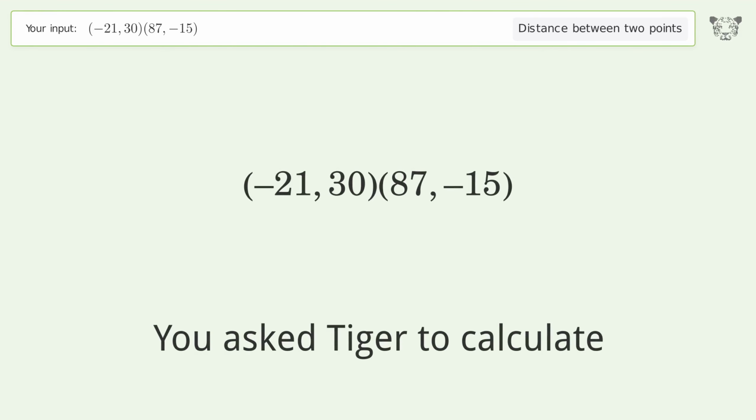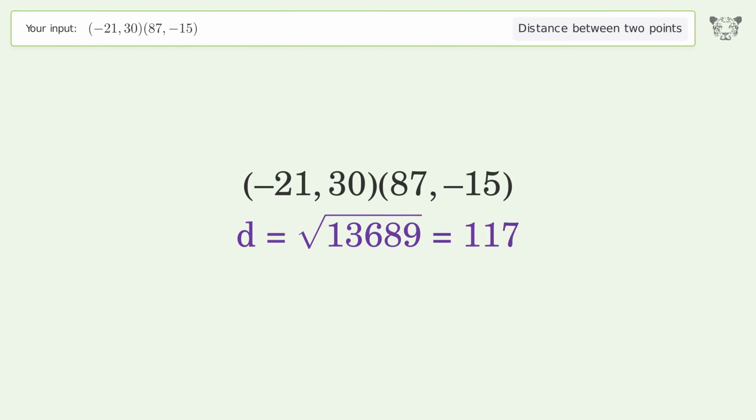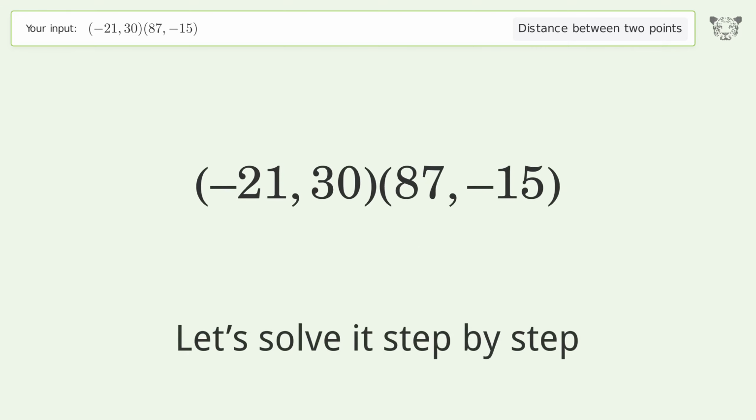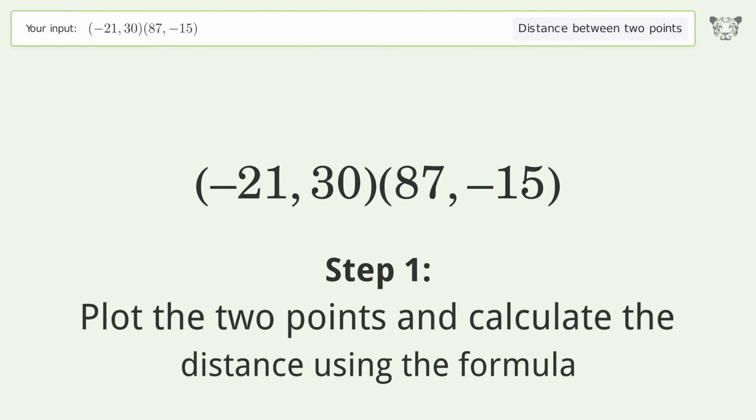You ask Tiger to calculate. This deals with the distance between 2 points. The distance between the 2 points is the square root of 13,689, or 117. Let's solve it step by step. Plot the 2 points and calculate the distance using the formula.